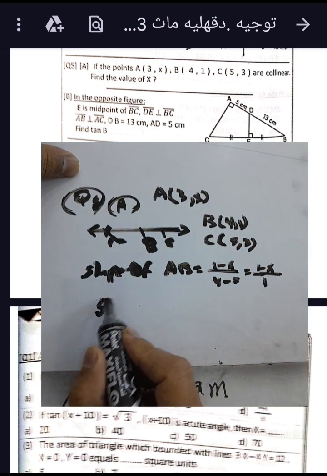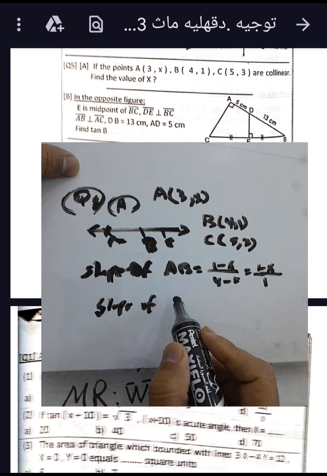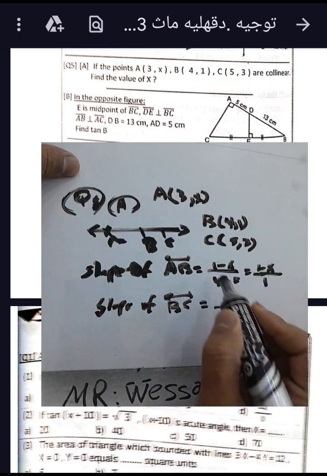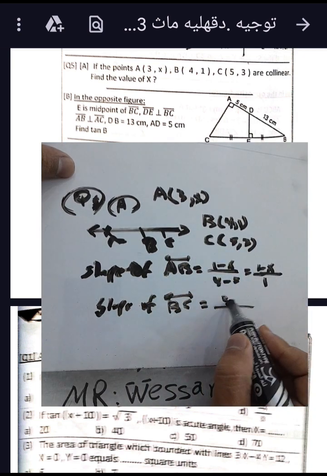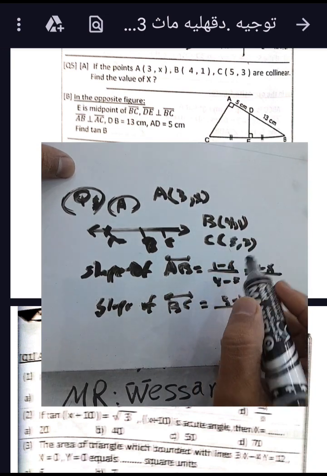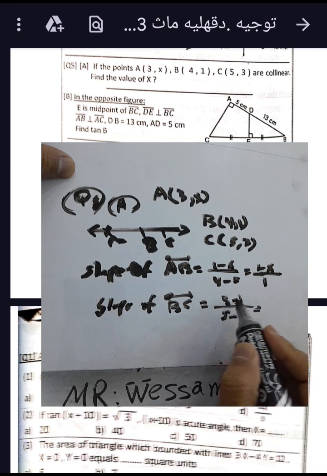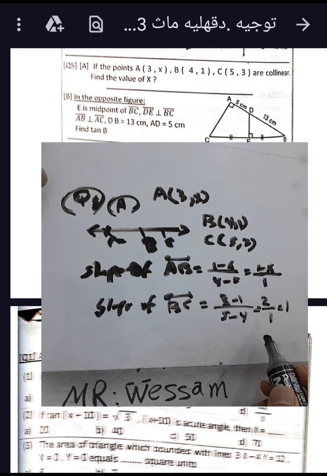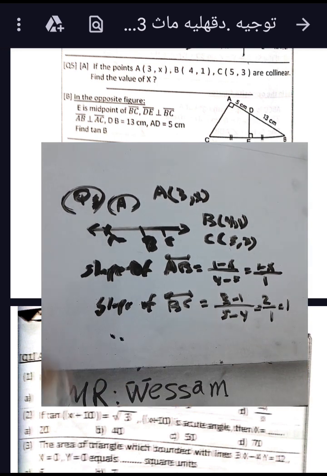And we can find the slope of straight line BC. B and C, we can write 3 minus 1 over 5 minus 4. 3 minus 1 will be 2 over 1. The result will be 2. And then we have 3 points on the same line, then the slope of AB will be equal to the slope of BC. We can find the value of x by simplest result.